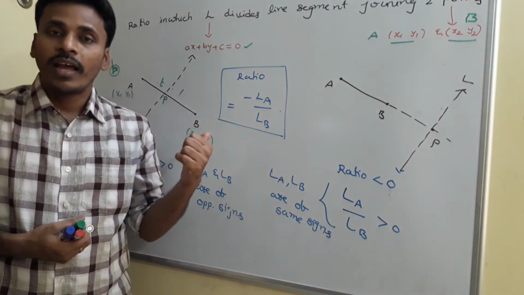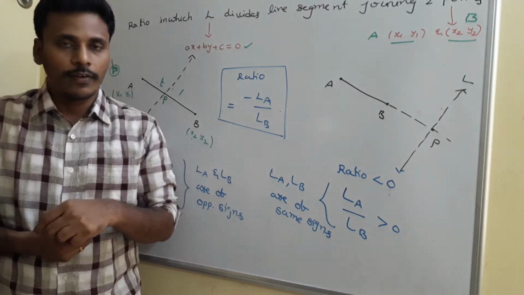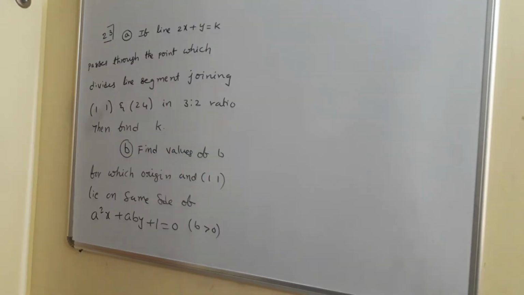Just have a look there, and I will give you a few simple problems related to this in 23rd one. Have a look at this. Go with the screenshot. Yeah, look at the board. We have two problems related to finding the ratio and deciding the position of points relative to the line.